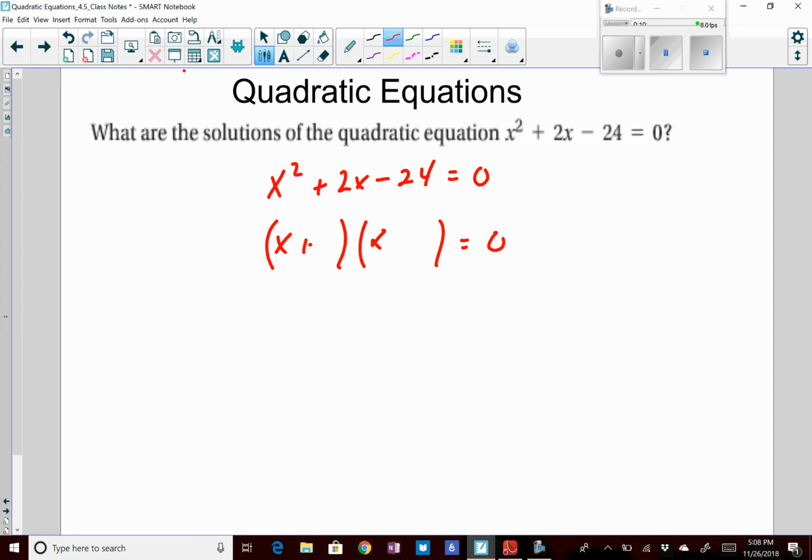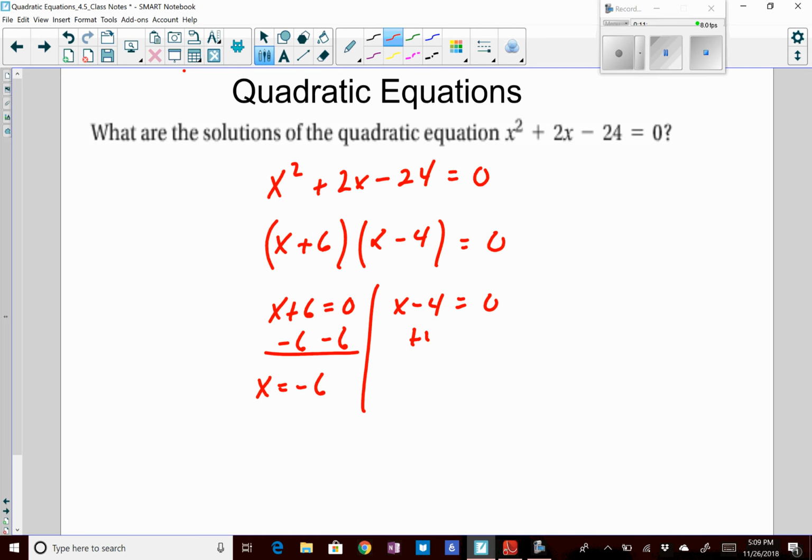So we could do 6 and negative 4. 6 times negative 4 is negative 24. 6 minus 4 is 2. Now we're able to take each factor, set it equal to 0, and solve for each one. So negative 6 and 4 are the solutions here.